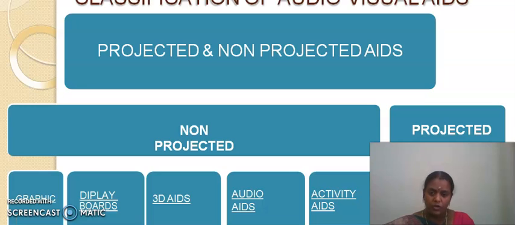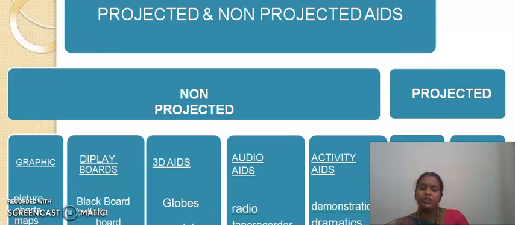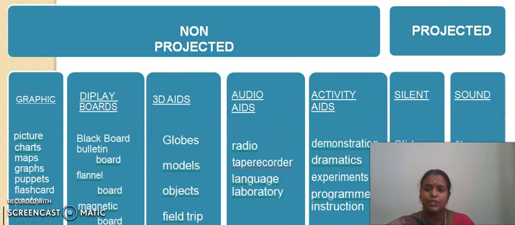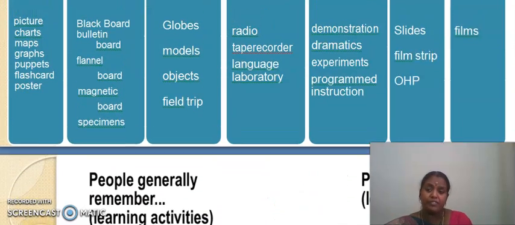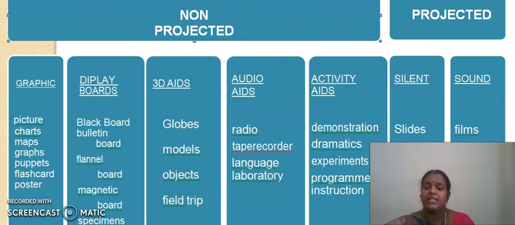Based on their cognitive level, whether projected or non-projected aids are used will be decided by the teacher. So what are all the non-projected and what are all the projected aids? Let's see that also. The non-projected can be further classified in 5 different ways. The first one is graphics, the second display boards, then 3D aids, audio aids, and then activity aids. So these 5 will come under the non-projected.